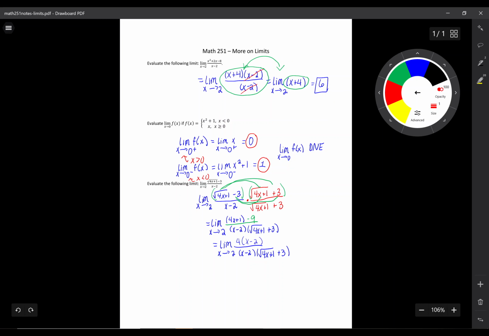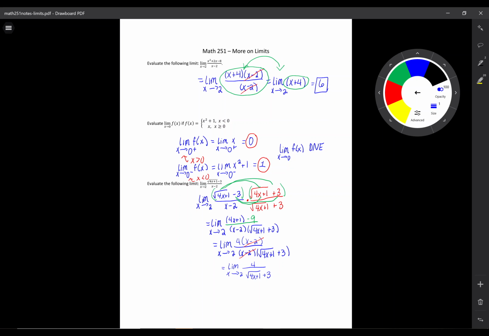And check it out. Now we can cancel this x minus 2 with the bottom x minus 2. That was our problem term, right? That was a problem because if I plugged in x equals 2, it made our denominator 0. So now that I've canceled that out, let's look at our limit again. I have the limit as x goes to 2 of 4 over square root 4x plus 1 plus 3.